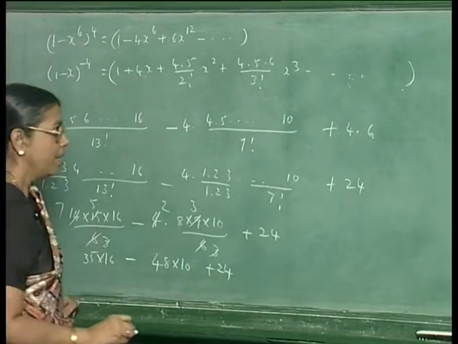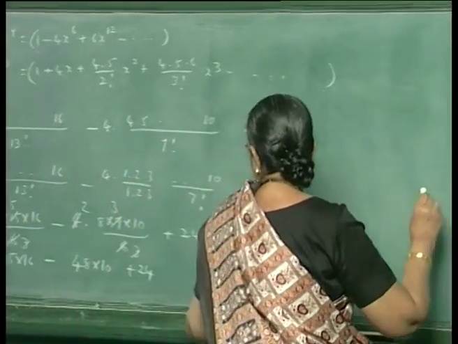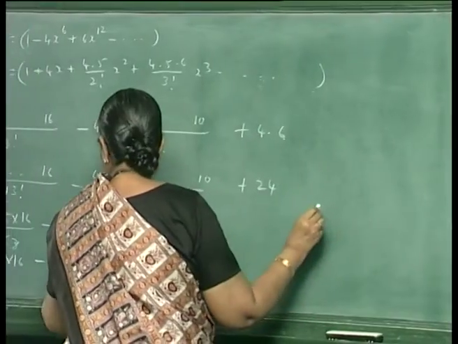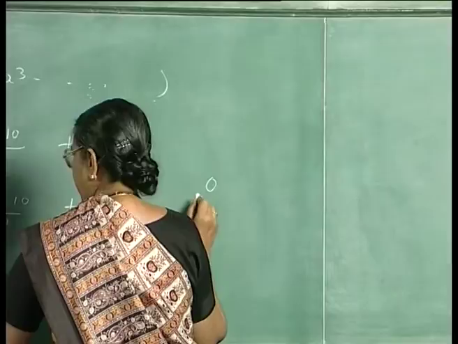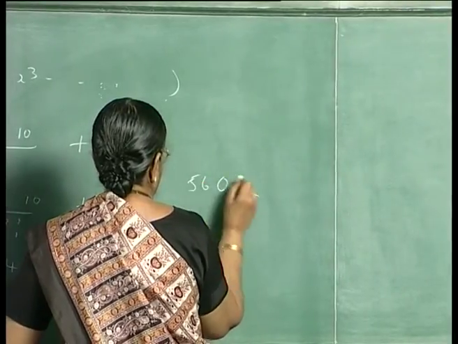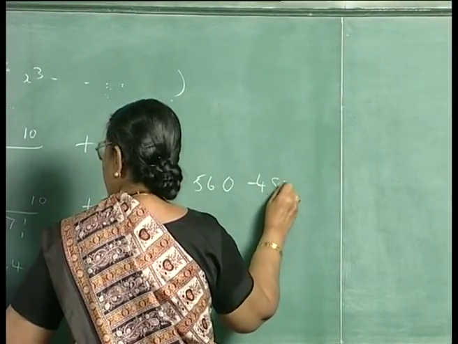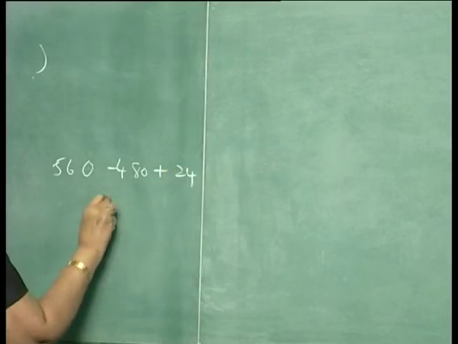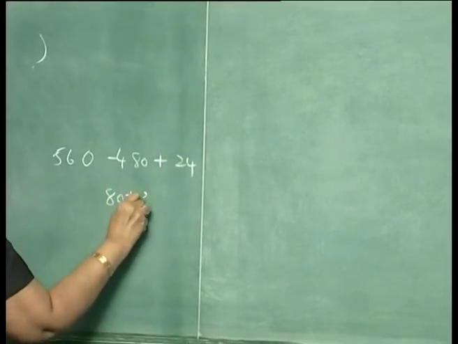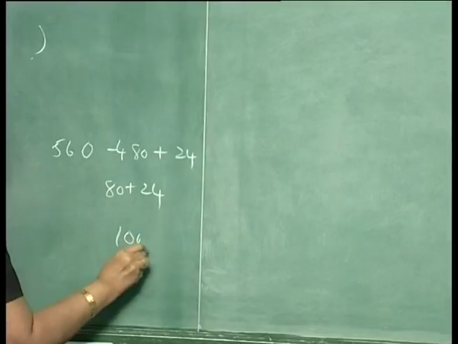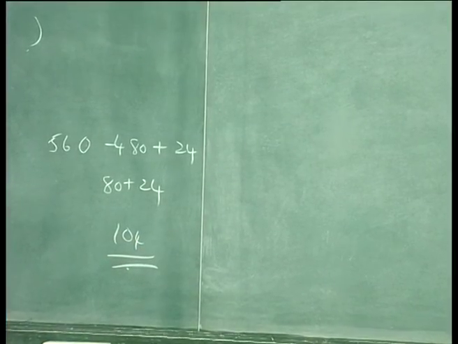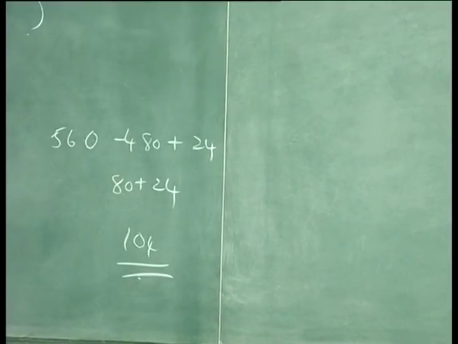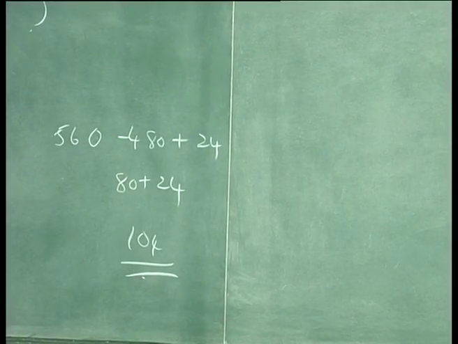And this will be, you can write it here, 16 into 35 is 560, minus 480 plus 24, this 80 plus 24, 104. So, there are 104 ways in which you can get 17 by rolling 4 dice.